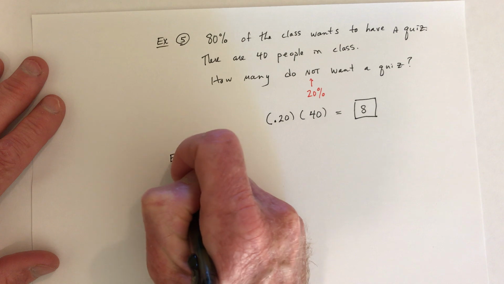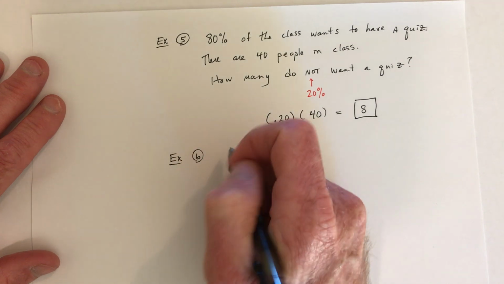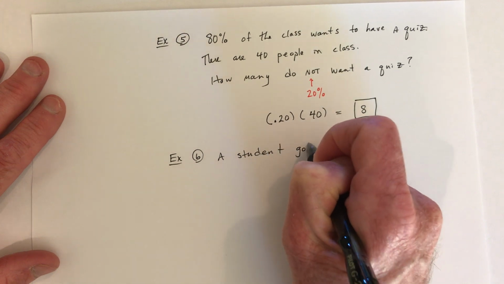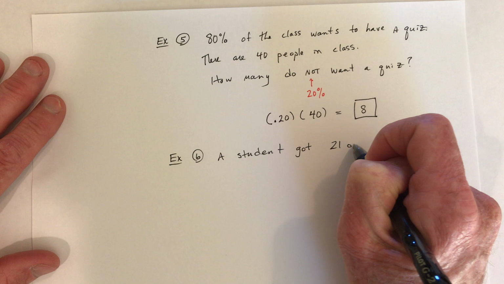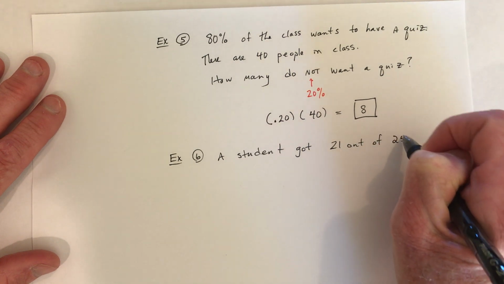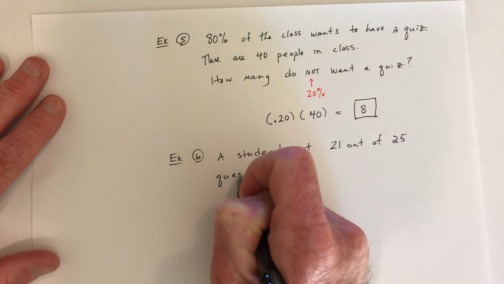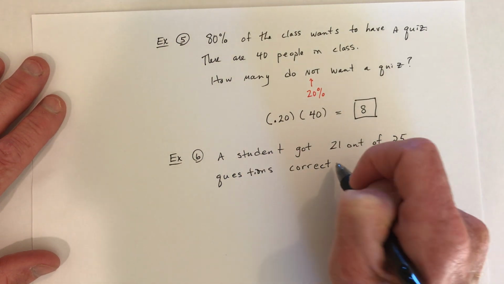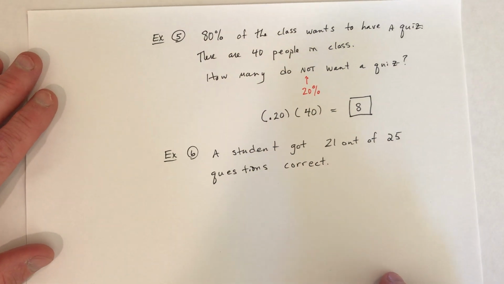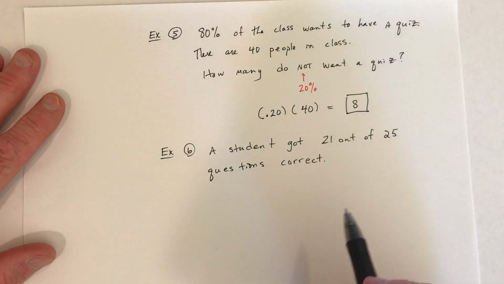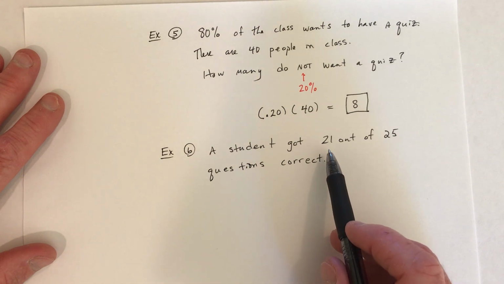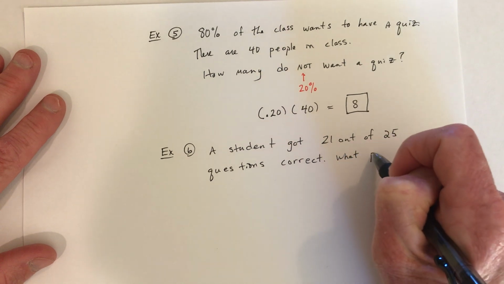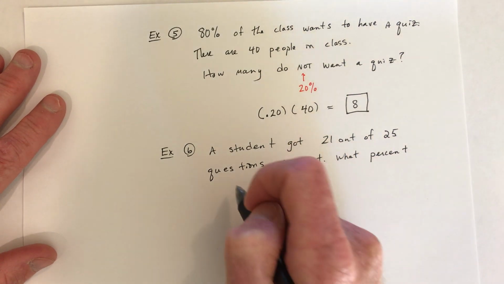Then for example number 6, on that quiz, a student got 21 out of 25 questions correct. Now in my class, I give partial credit, but let's just assume this is like a history class or something where it's multiple choice and you either get it right or you don't. So 21 out of 25. What percent is this?